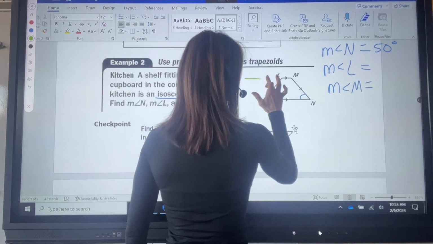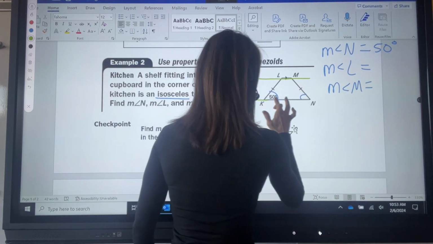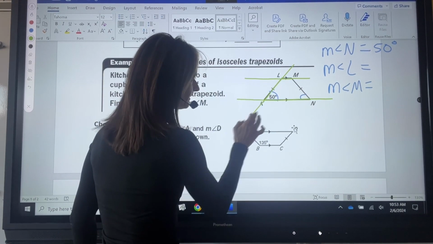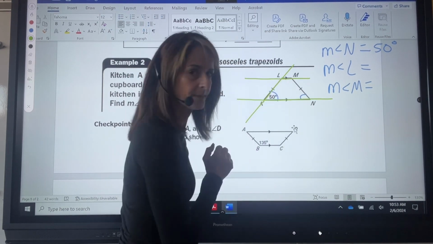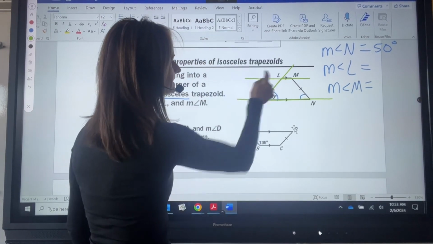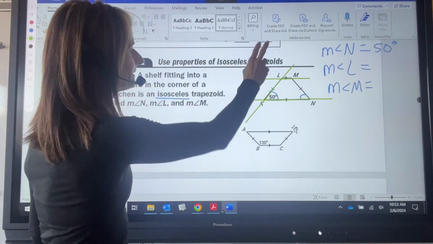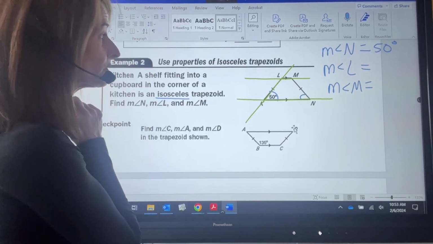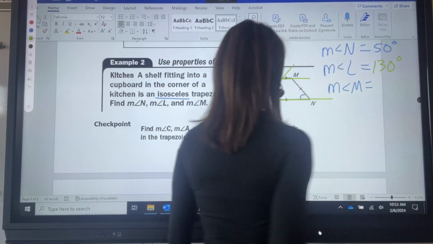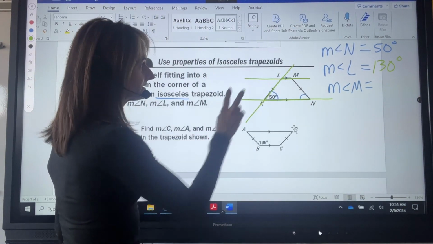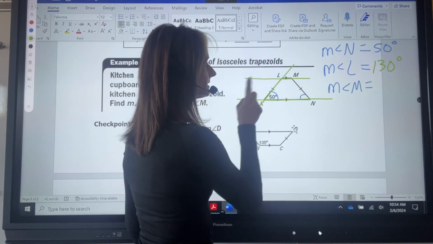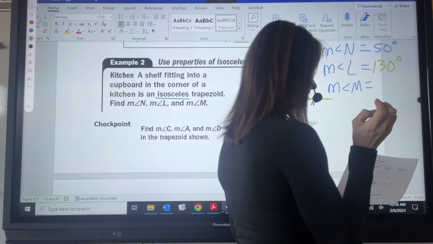Now, this is the hardest part right here. Back from Unit 3, when we have parallel lines and a transversal, the consecutive interior angles are supplementary, which means the measure of angle L is going to be the supplement of 50 degrees. That's going to make it 130 degrees. And since it's isosceles, angle L and angle M, their base angles, should be congruent. So the measure of angle M should also be 130 degrees.